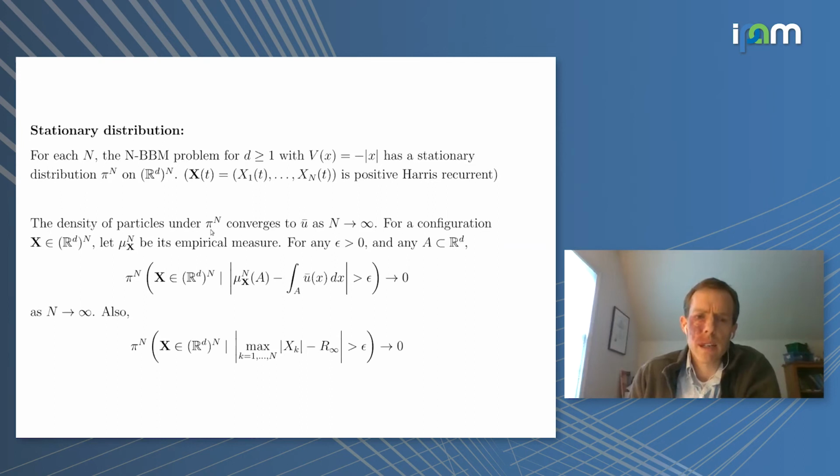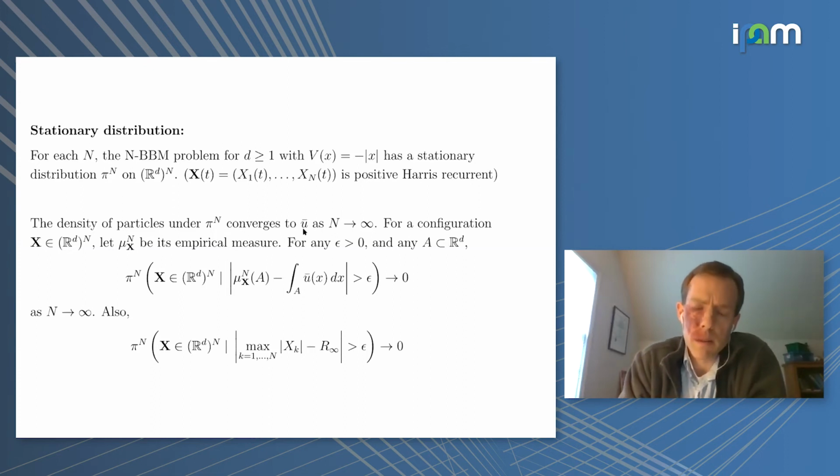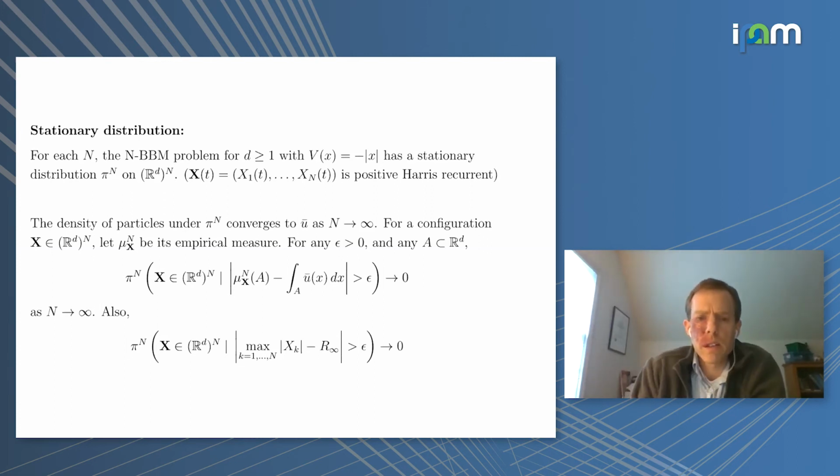Now think about the behavior of this stationary distribution as n goes to infinity. We can prove that as n goes to infinity, pi n converges in a sense to mu bar. That is, the density of particles in R^d under this stationary distribution converges to mu bar, which is the solution to this eigenvalue problem. So here's how we state that more precisely. Given a configuration x, so this is a configuration in (R^d)^n, we let mu x be its empirical measure. This is a measure on R^d, which is determined completely by the configuration x.